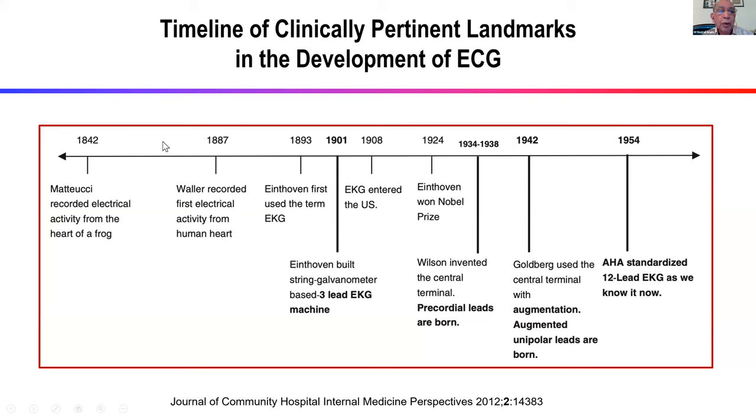And after a long time from UK to US, this knowledge has gone up. In 1908, EKG actually entered the US. In 1924, Einthoven got the Nobel Prize for this. And in 1934 to 38, Wilson invented the first of the chest leads, Wilson's precordial leads.